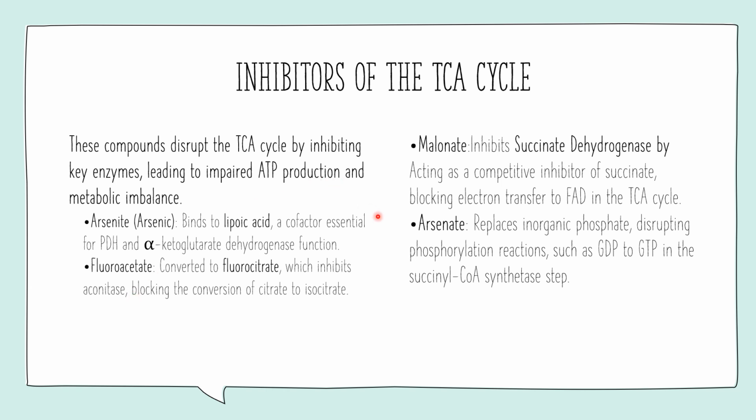A metabolite of arsenate behaves like inorganic phosphate. So in reactions where we require inorganic phosphate, arsenate inhibits, as it is being put in its place. And so we'll find it can inhibit the succinyl-CoA synthetase step by binding to GDP instead of inorganic phosphate. And this will inhibit formation of GTP, and so it will in turn inhibit the TCA cycle and energy production.